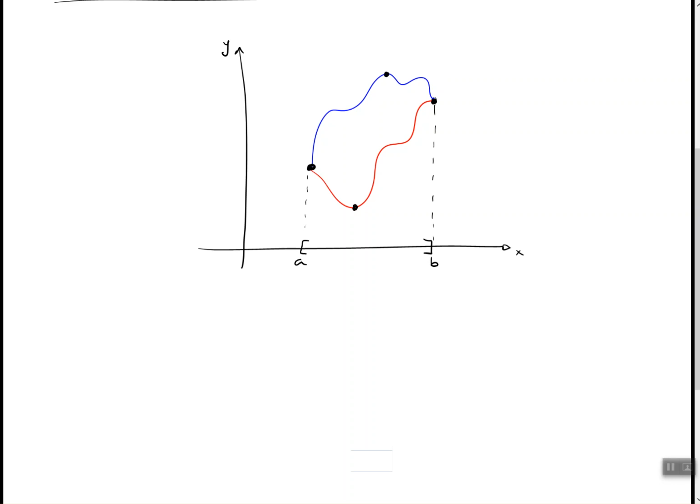Okay. And so the extreme value theorem, that's basically what it says. Now for this to work again, you need to have a function that is continuous. So the function f of x has to be continuous.